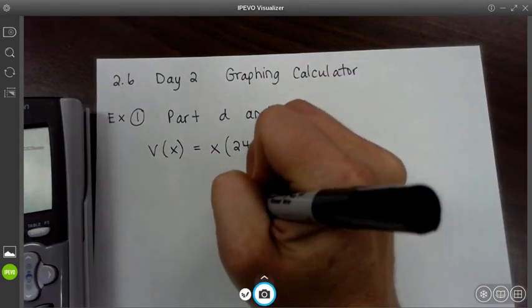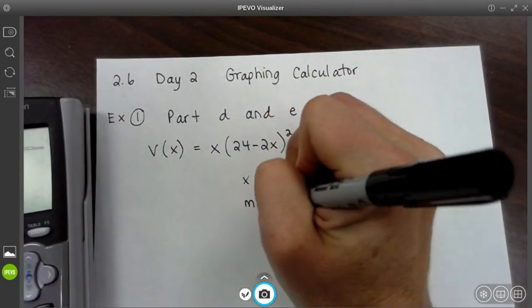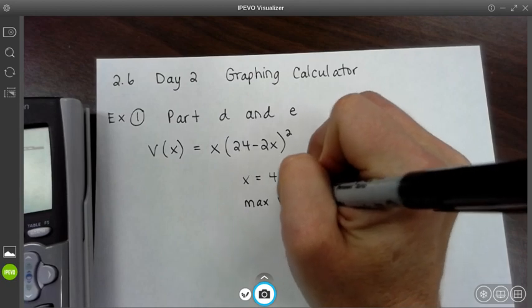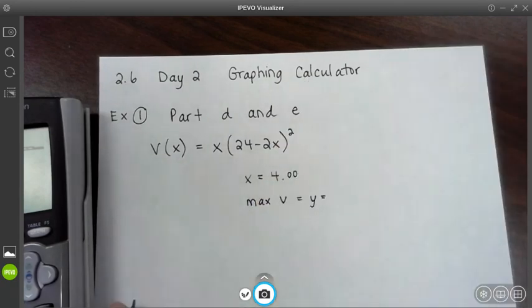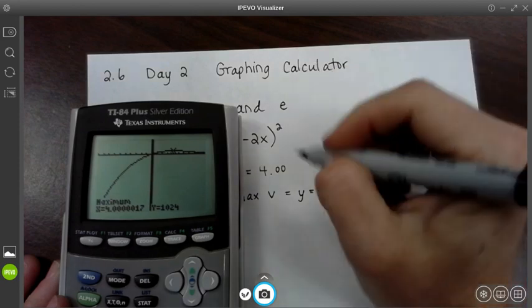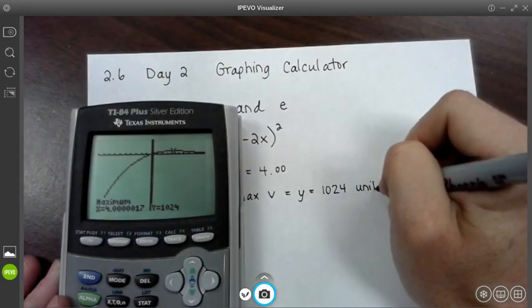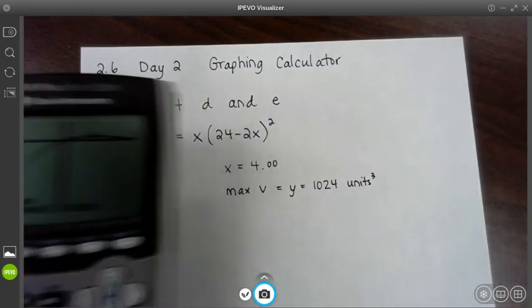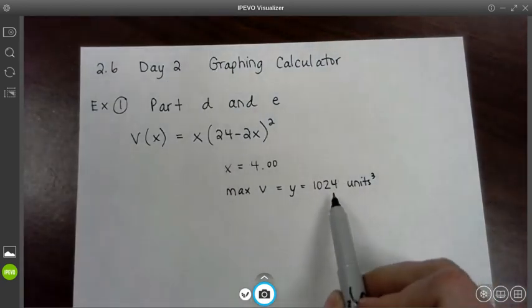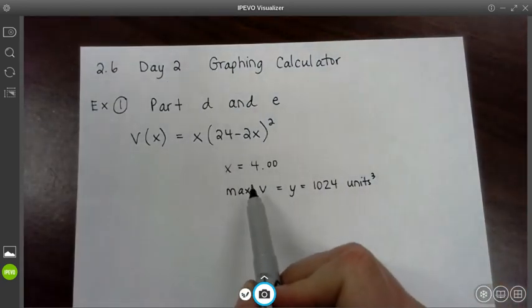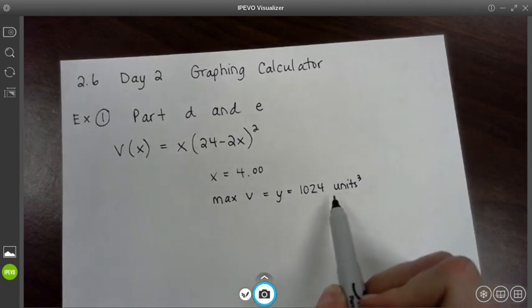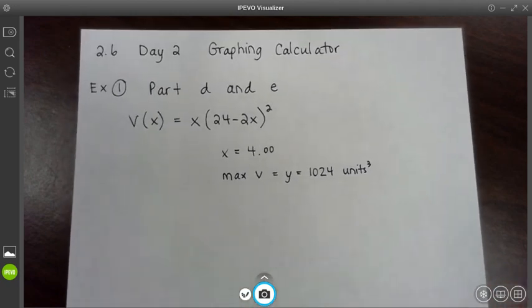And then that max area, or max volume, I should say, it's a volume problem, is going to be the y coordinate, and it said that was 1,024, I believe, when x is that value. And then it would just be units cubed. I don't know if it was in feet or what they gave us. All right, but it would have a max volume when x is 4, and that max volume would be 1,024 units cubed.